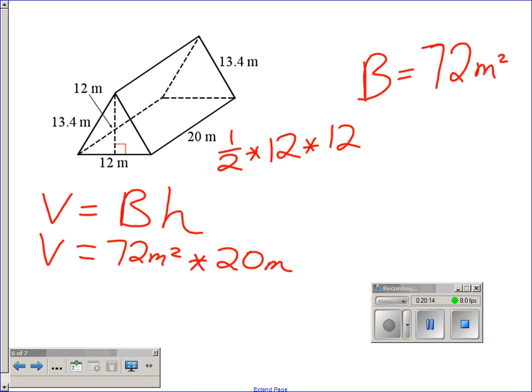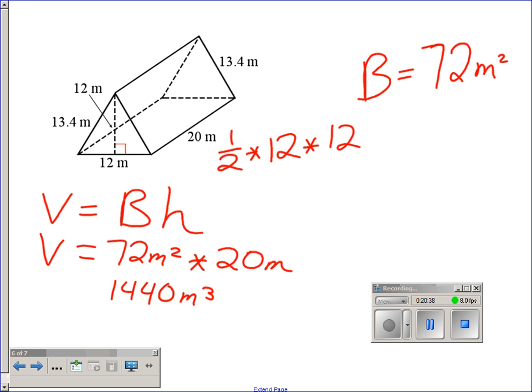Remember my cover-up rule? That's what I was just doing. Remember the cover-up rule? What's two groups of 72? 144. Add a 0. 1,440. I said 1,440. Yeah, I did.